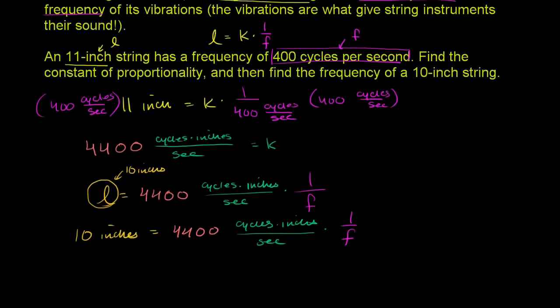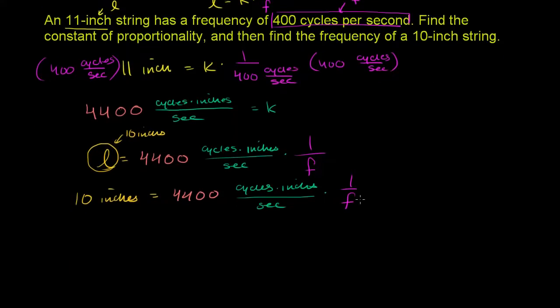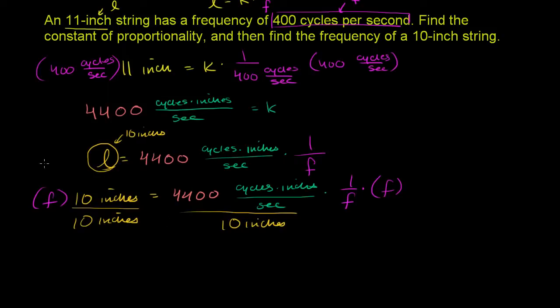And so we can do a couple of things. We could multiply both sides of this equation by the frequency so that it gets out of the denominator. So let's do that. And then we could also divide both sides by 10 inches to get rid of this. Then the left-hand side, we're just left with the frequency.